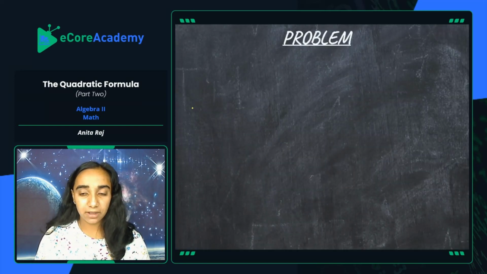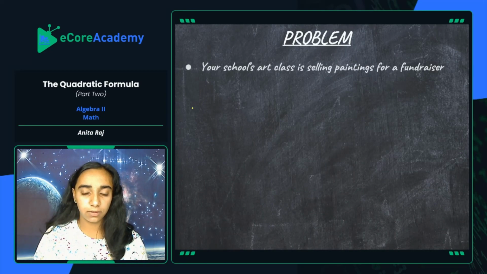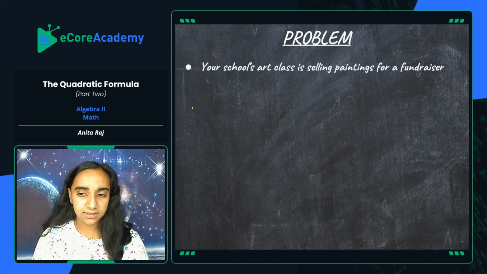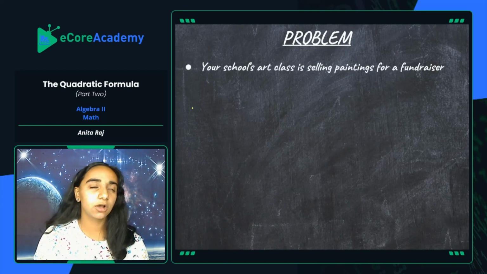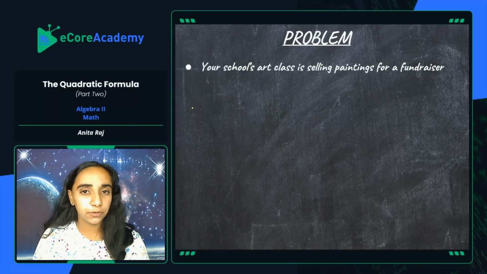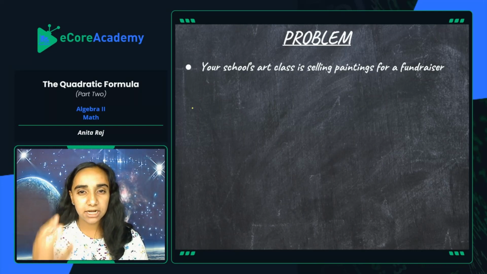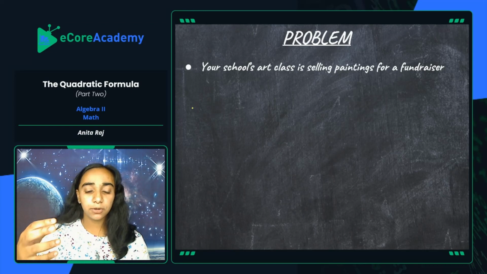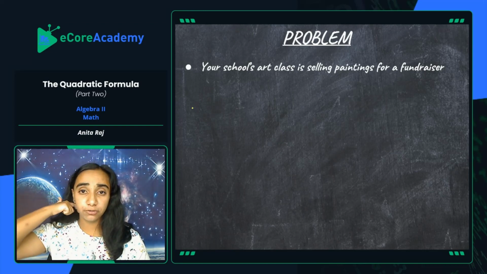So here's the actual problem. I'm going to give you the word problem. Your school's art class is selling paintings for a fundraiser. Try to picture this, especially when you are doing application problems. Try to actually picture the scenario and put it in terms that are easier for you to understand.